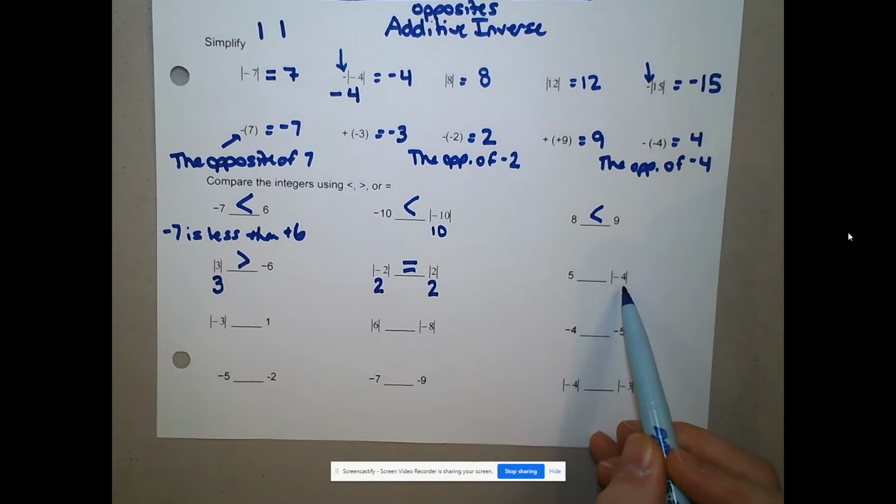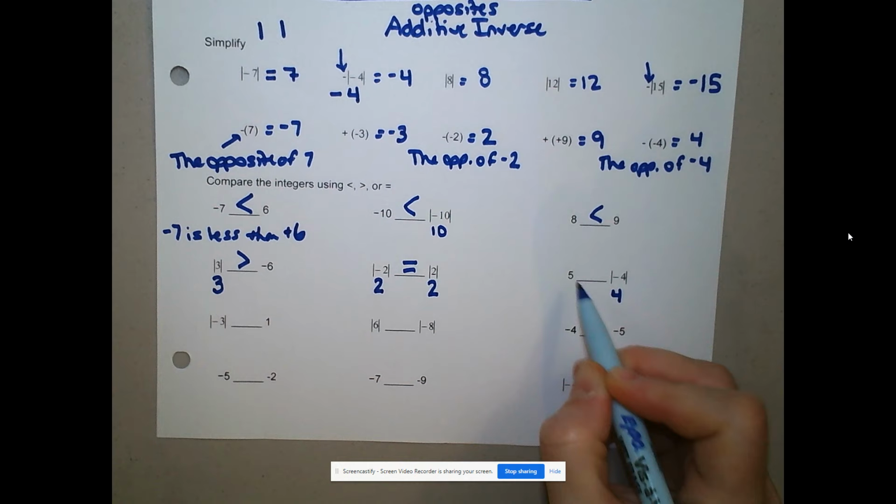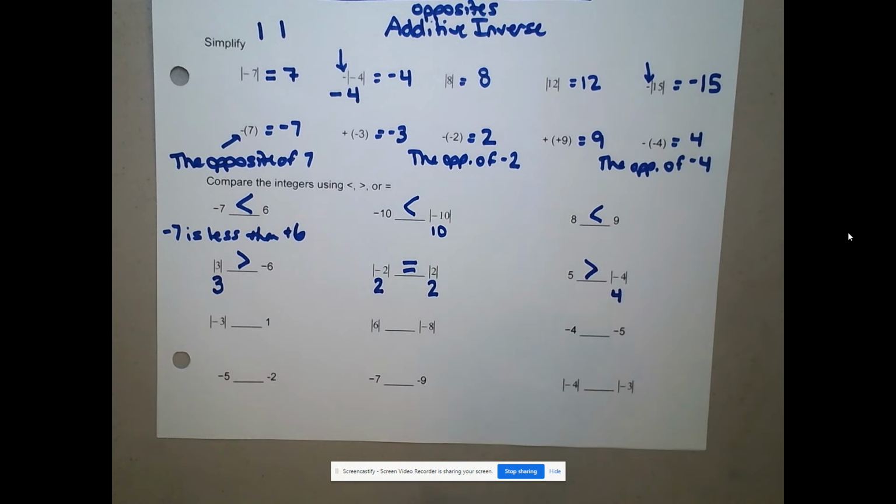5 compared to the absolute value of negative 4. Well, the absolute value of negative 4, it's 4 away from 0. So 5 is greater than 4. Negative 3 is 3 away from 0. 3 is greater than 1. Notice I never pick my greater than, less than, or equal to symbol until I have figured out what each one of these is worth.